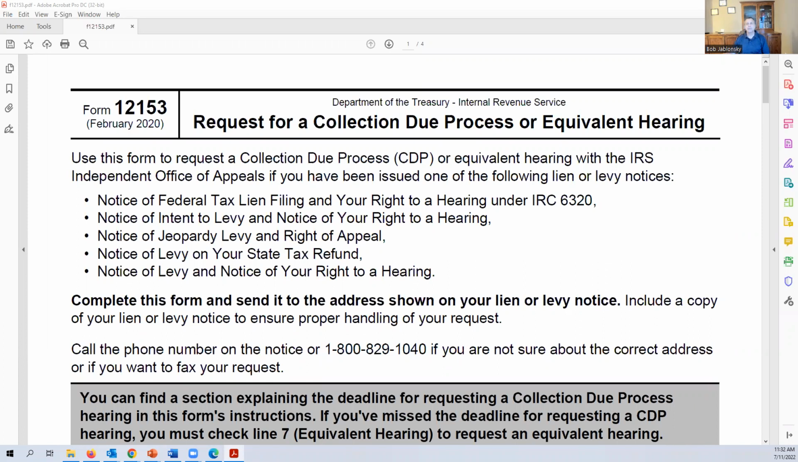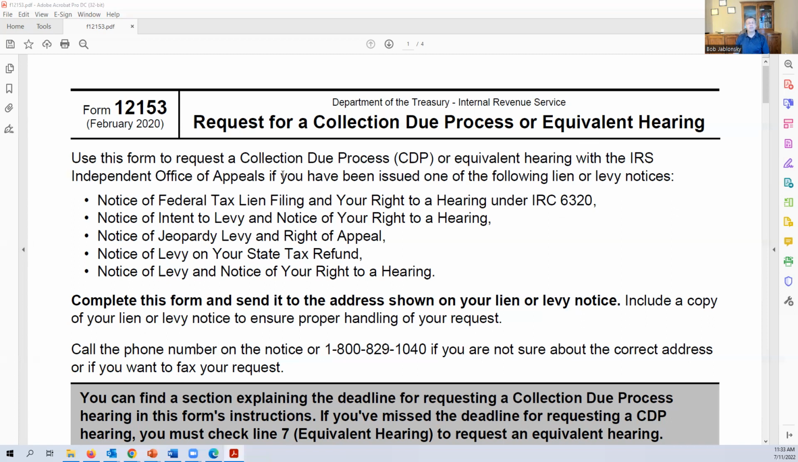To do that, you're going to complete a Form 12-153, a request for a collection due process or equivalent hearing. For a collection due process hearing, you have to request it within 30 days of the final notice of intent to levy. For an equivalent hearing, you have up to a year. The main difference between the two is that with an equivalent hearing, you do not have tax court rights.